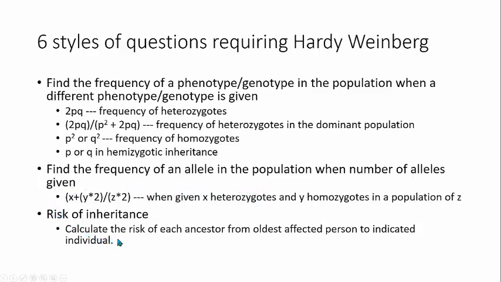And then lastly, the sixth kind of question would be one to calculate the risk from an ancestor from the oldest person affected. This is similar to the risk assessment that you've already done with Dr. Larson back in semester 1. But we're adding the component of population numbers in there as well. So we no longer will ignore the individual from the population that we don't actually have genetic information on. Now we add that in.